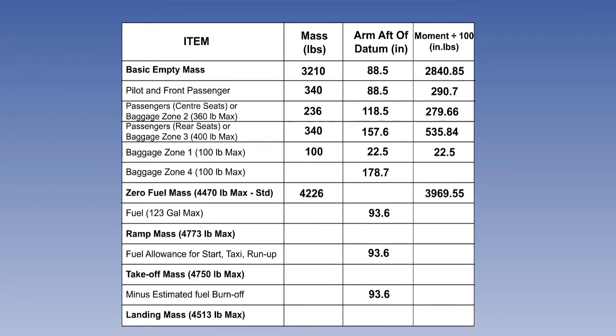The mass and moment columns can now be totalled to give the zero fuel mass and moment. The zero fuel mass arm is calculated by dividing the total moment by the total mass and the result entered in the table.